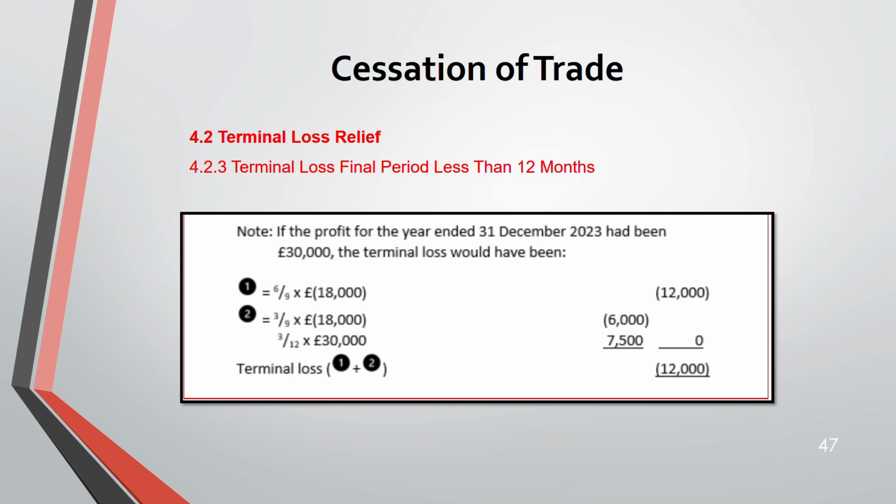Now, if the profit was 30,000, everything remains the same. Now you see what happened. 7,500. So this is 0 because it's a profit now. This one is profit. So your loss is just 12,000 now.